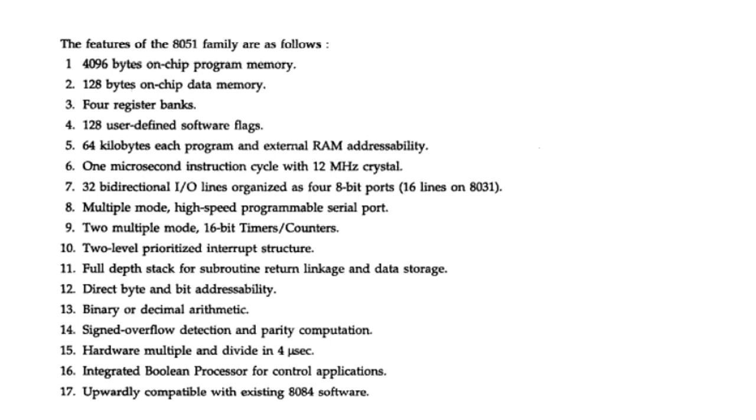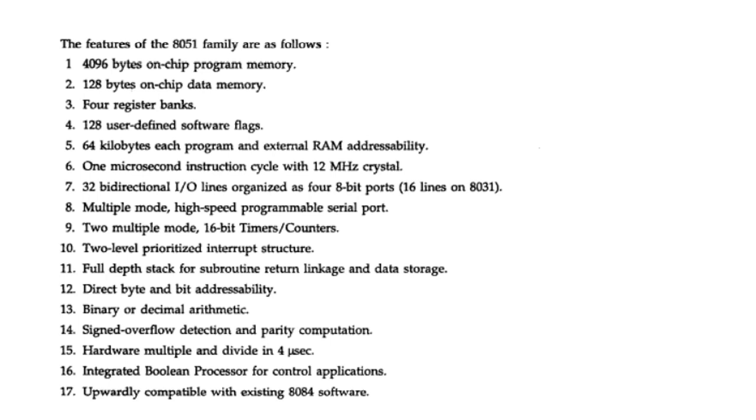Now these are the features of the 8051 microcontroller. That is 4096 bytes of on-chip program memory, 128 bytes on-chip data memory, 4 register banks, 128 user-defined software flags, 64 kilobyte each program and external RAM, 1 microsecond instruction cycle with 12 MHz oscillator, 32 bidirectional I/O lines organized as four 8-bit ports, multiple mode high-speed programmable serial port, 2 multiple mode 16-bit timers/counters, 2 level prioritized interrupt structure, full depth stack for the subroutine return, linkage and data storage, direct byte and bit addressability, binary or decimal arithmetic, sign overflow detection and parity computation, hardware multiply and divide for microsecond, integrated Boolean processor for control applications, upwardly compatible with the existing 8084 software.